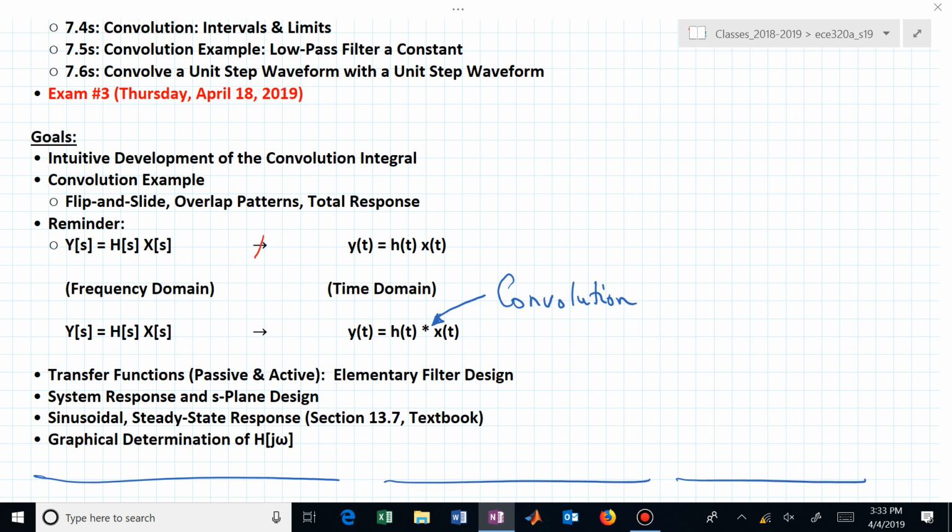Those may be made-up problems, but they're designed to test your understanding of the mechanics. Can you perform the convolution? That's what we want to make sure you're comfortable with.